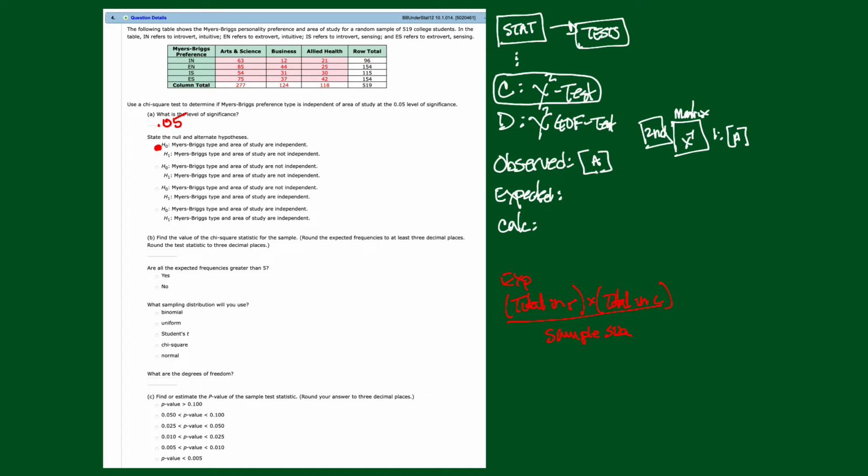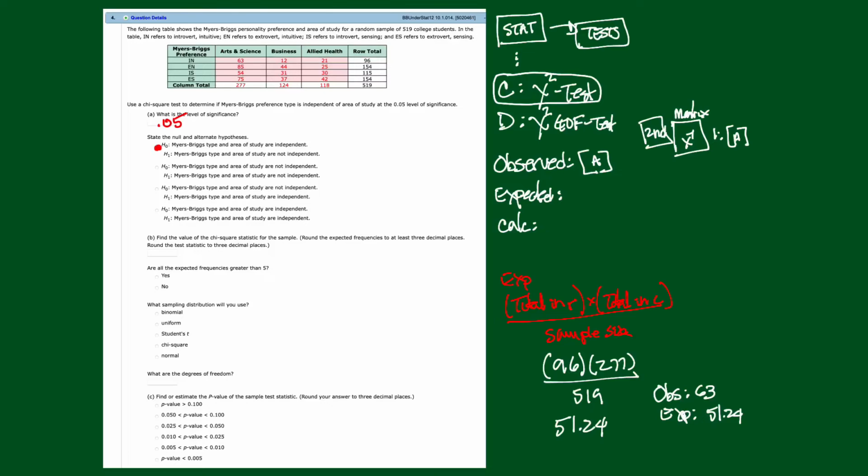So down here, we're going to have a 96 times the total in the column. Now that column is 277 divided by the sample size. And the sample size, the grand total, is 519 right here. All right, so you make that computation, and I got 51.24. So what we're doing is we are observing 63, and if things truly are independent, we would expect out of a sample size of 519 to see 51.24.